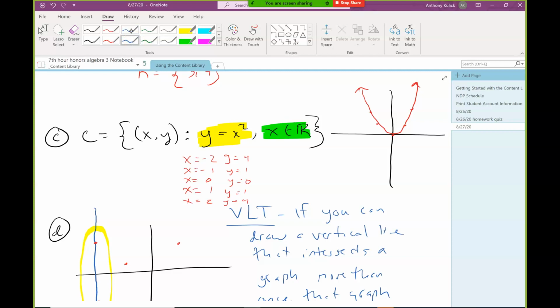Is this a function? Yes, right? Definitely passes the vertical line test. Okay. The domain is easy because it's basically just given to me here, right? If x can be any real number, then my domain is just going to be negative infinity to positive infinity. There's nothing really to assess there. Is everybody okay with that? Yes.